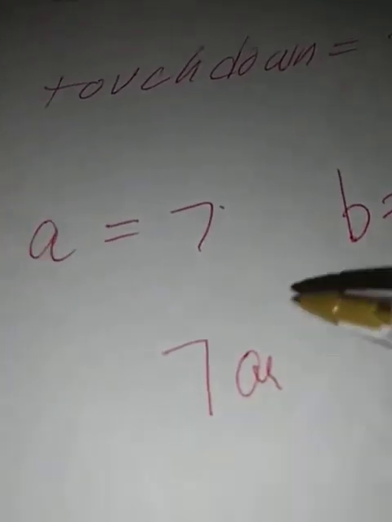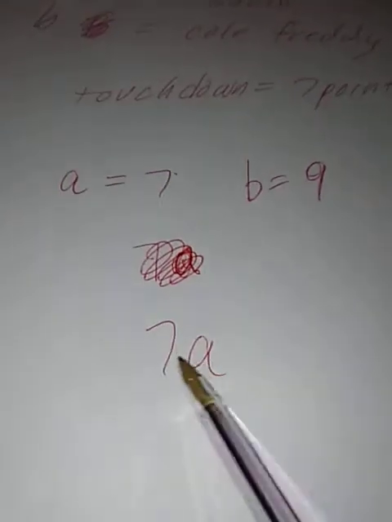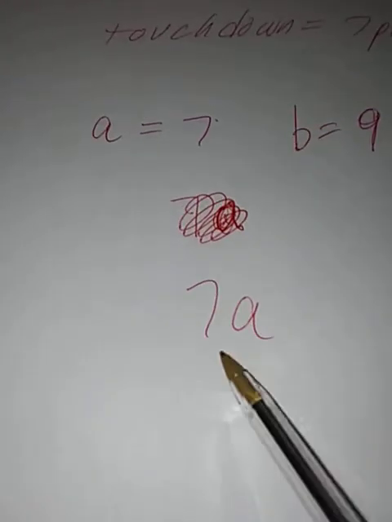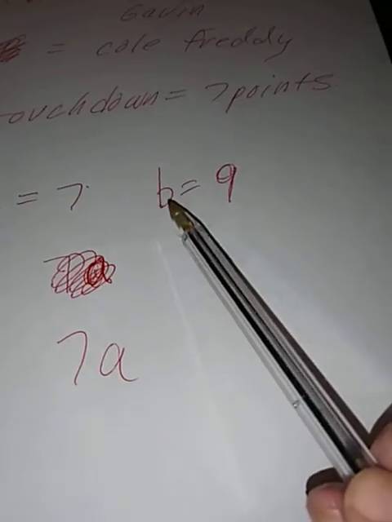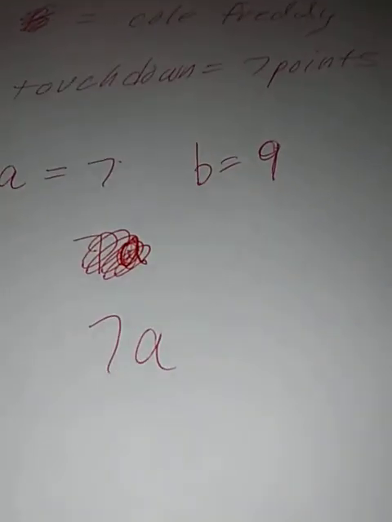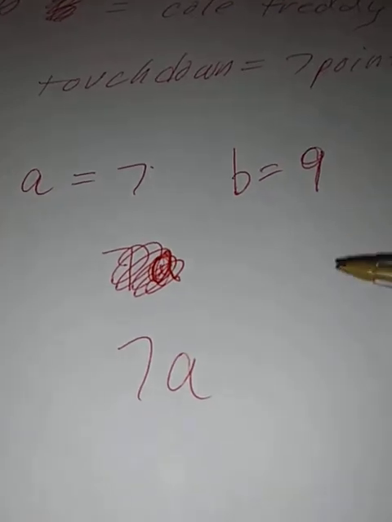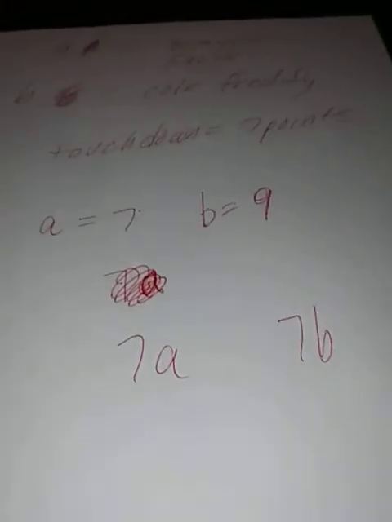So I'm going to say they scored, touchdown is 7, so 7 times A. See what happens when you're doing it on the phone. Let's go like this. So 7 times the amount they scored. So 7 times A. And then B scored 9. So this is going to be 7 times B. All right.